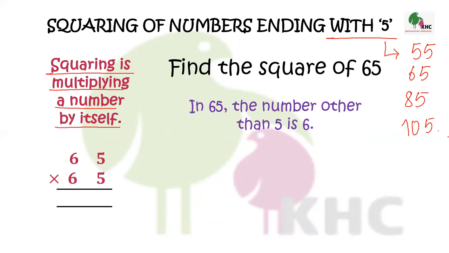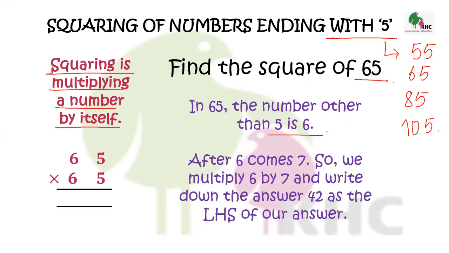To find the square of 65, we will look at the digits first. The digits are 6 and 5. So if the number is ending with 5, 5 is for sure. It will always be there, but there will be another digit besides 5. So in 65, the number other than 5 is 6, right? Now, look at this. 5 will always be there. What about the other number? We have to think of the number that comes after 6.